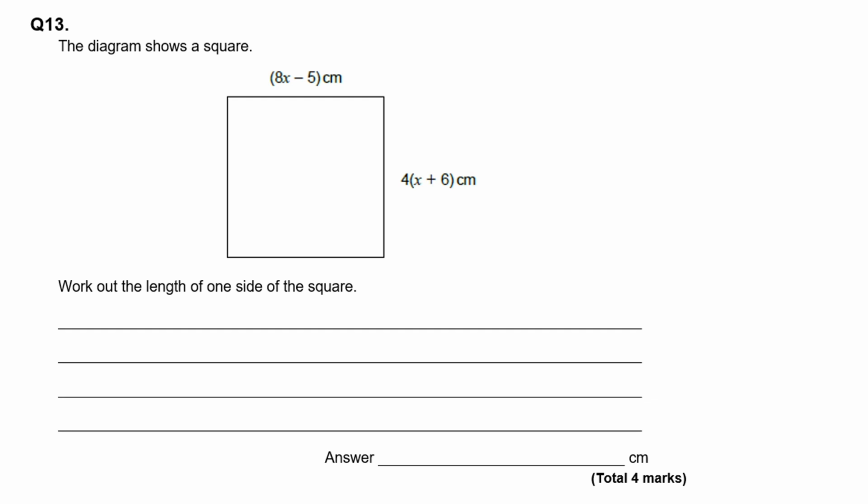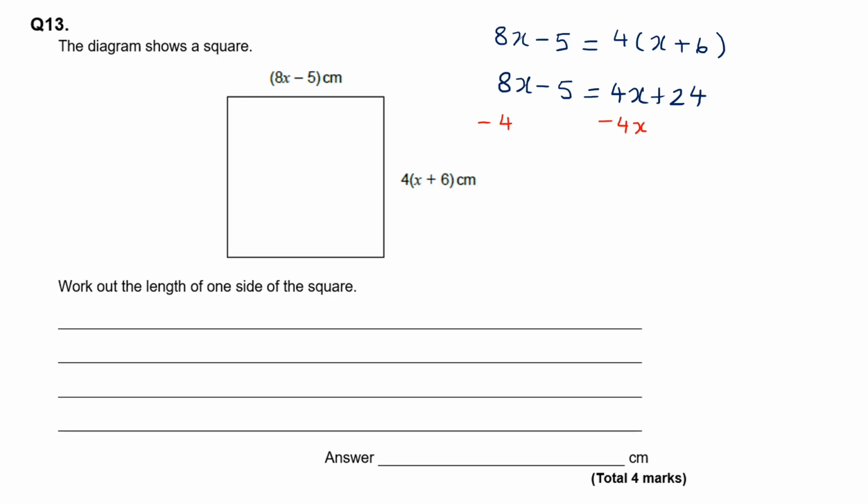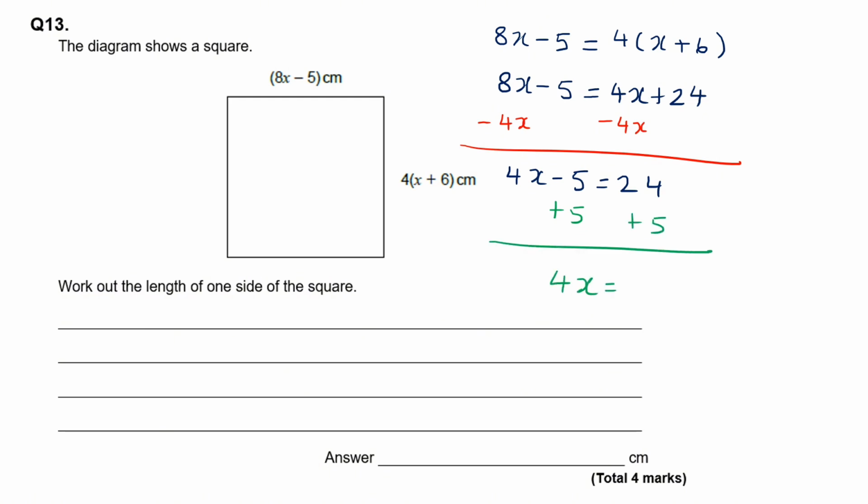The diagram shows a square. Work out the length of one side of the square. So if it's a square, then that means the two lengths are going to be the same. So I can write it down as 8x minus 5 is the same thing as 4x plus 24. We take 4x away, and that's going to give me 4x minus 5 is equal to 24. We add 5 to both sides, which 4x in this case is 29.